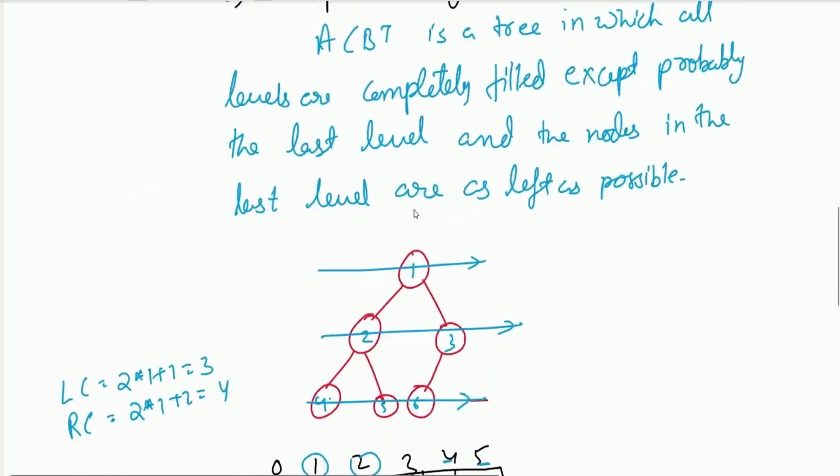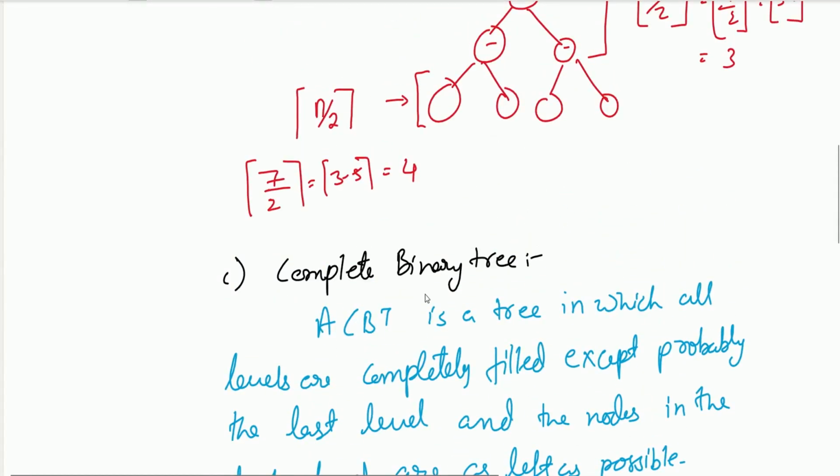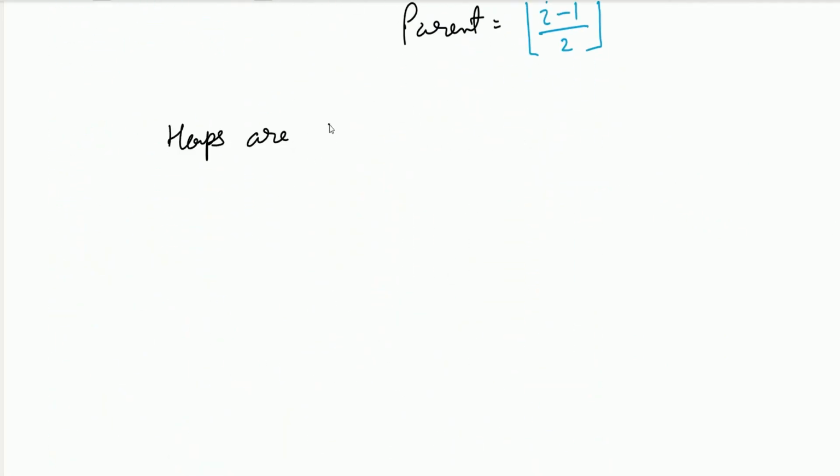So why did we revise this concept of binary tree? Because our heaps are complete binary trees. We'll be talking about heaps in a more specific way.